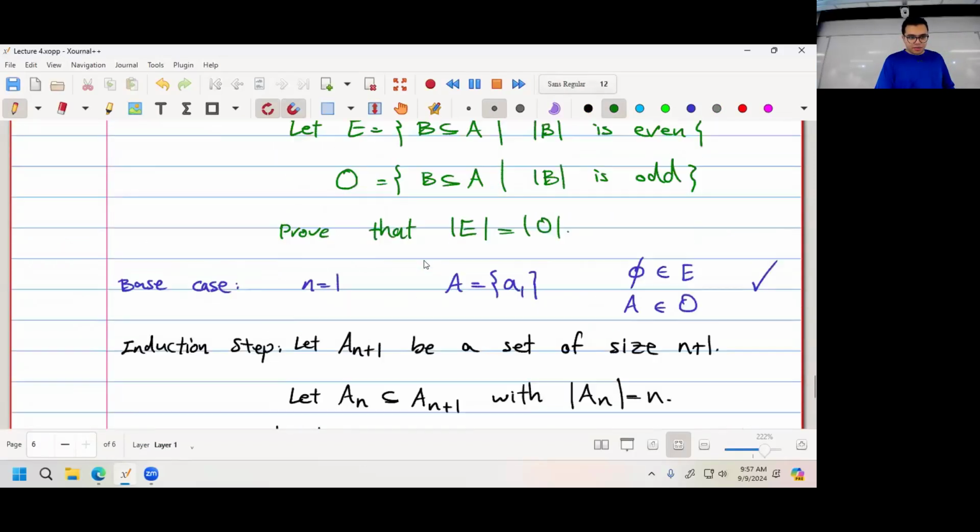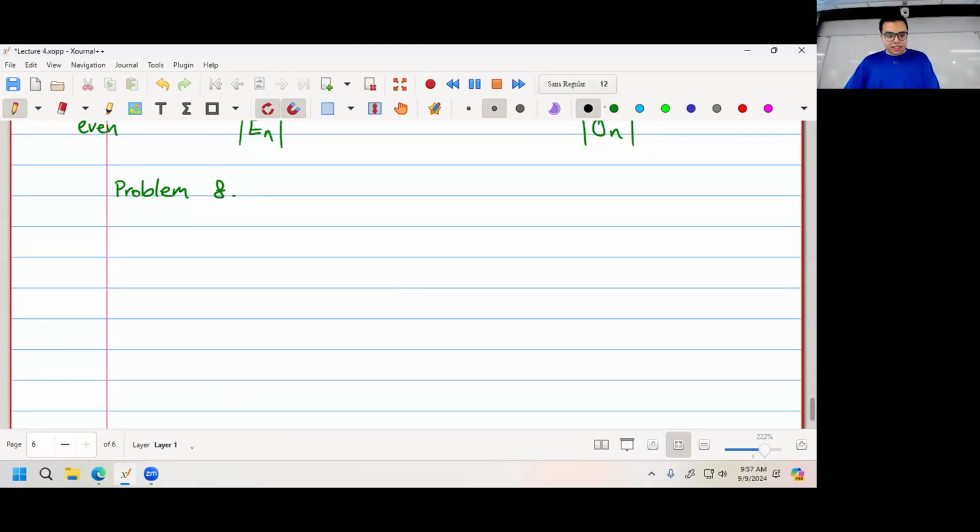Let's do another problem. This is one of the first counting problems that we're going to see in this course. Suppose we have a class of n students, and let's call this C. And let's say that I want to give some of these students A. So let A be a subset of C.